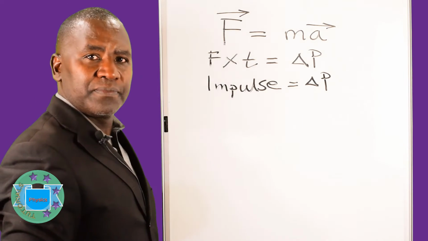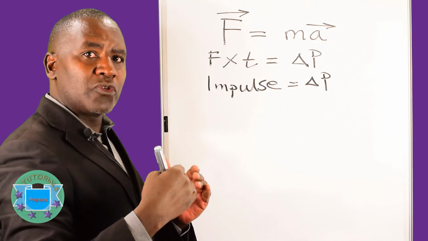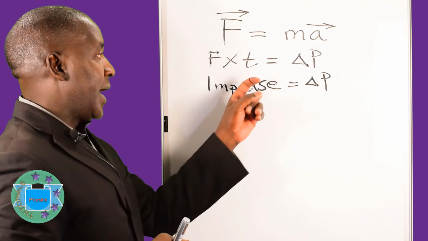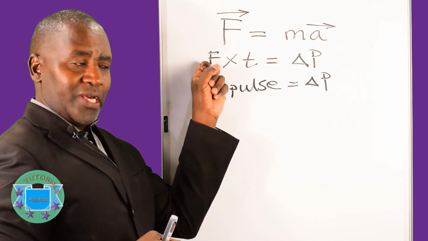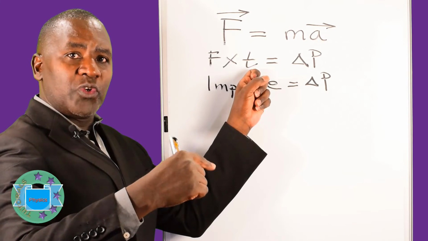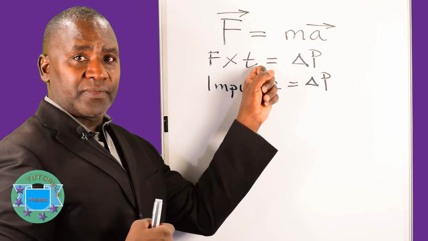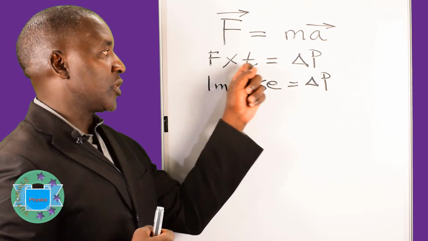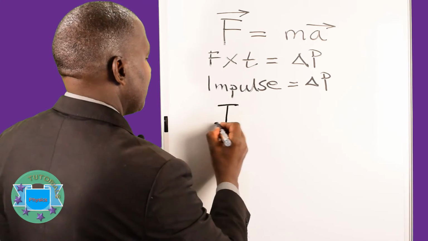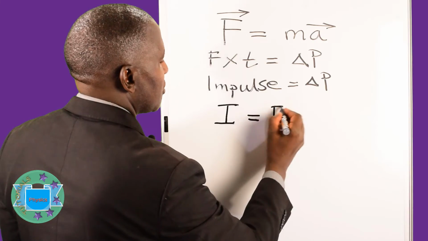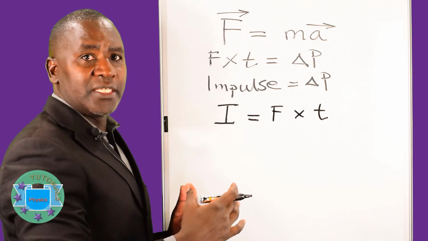What is impulse? When we talk about a certain amount of resultant force acting for a certain duration of time, the product of that force and the time for which it is acting is what we refer to as impulse, and its units are Newton seconds. So the product of force and time is impulse. That is how it is defined.